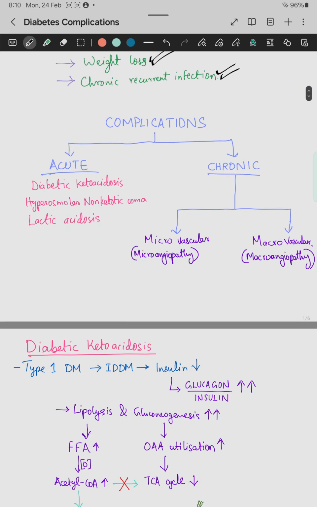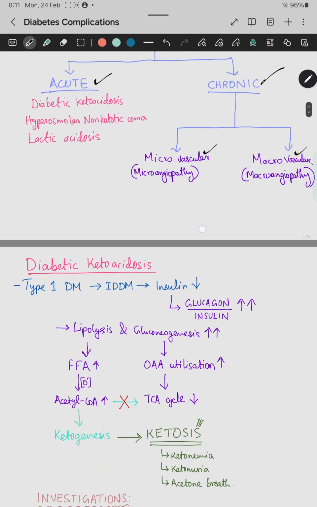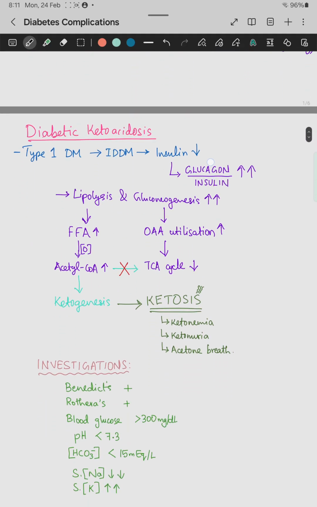Now coming to complications. There are two main types, acute complications and chronic complications. Acute complications are mainly three: diabetic ketoacidosis, hyperosmolar non-ketotic coma, and lactic acidosis. Chronic complications are divided into two: microvascular and macrovascular. In the acute complications, we will first see diabetic ketoacidosis.